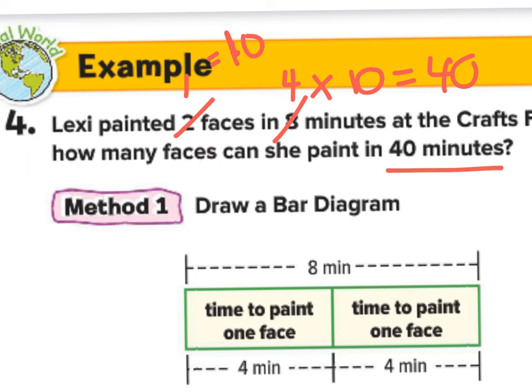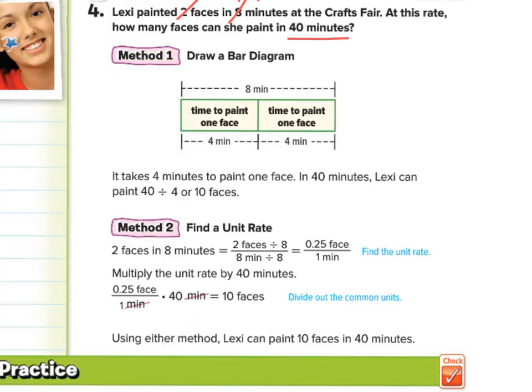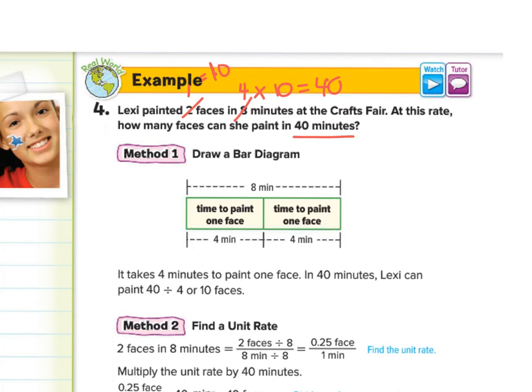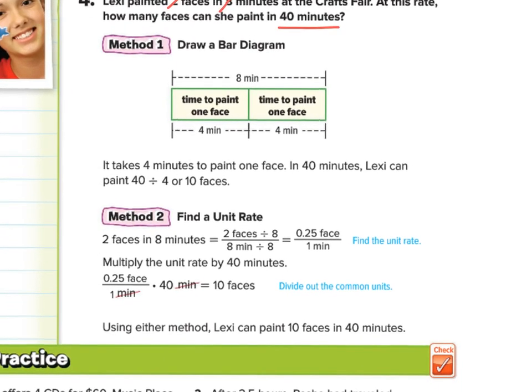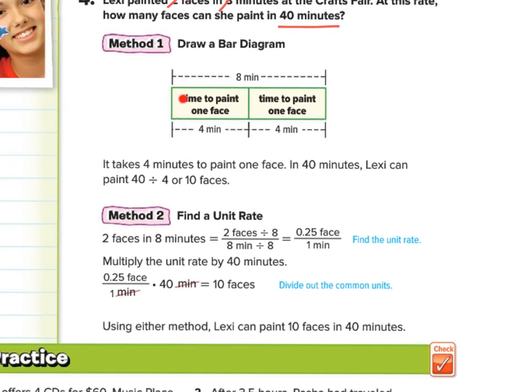Let's check our answer. We can see in the example that we're being taught two different ways to do this. Method 1 uses a bar diagram where we take our time of 8 minutes, and in that 8 minutes we painted one face and we painted another face. But if we break that time in half exactly, you'll see that one face takes 4 minutes to paint. What did we solve here? That's what we figured out at the top. That's our unit rate right here. One face takes 4 minutes.